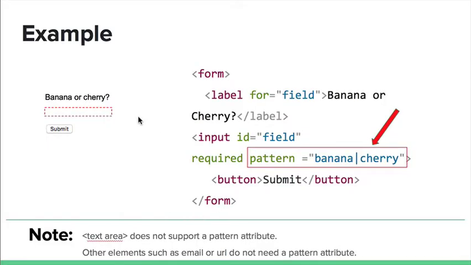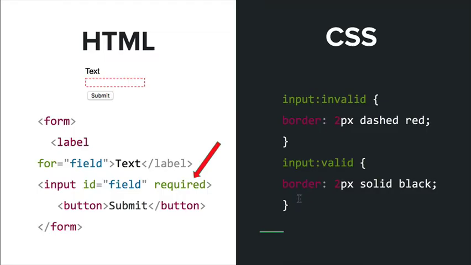Here's an example of that. For example, if we wanted to ask, do you want banana or cherry, we can put in the HTML pattern equals banana and then the pipe delimited cherry. And then if you were to enter grape into this field, it would give an error according to whatever we said in the CSS.